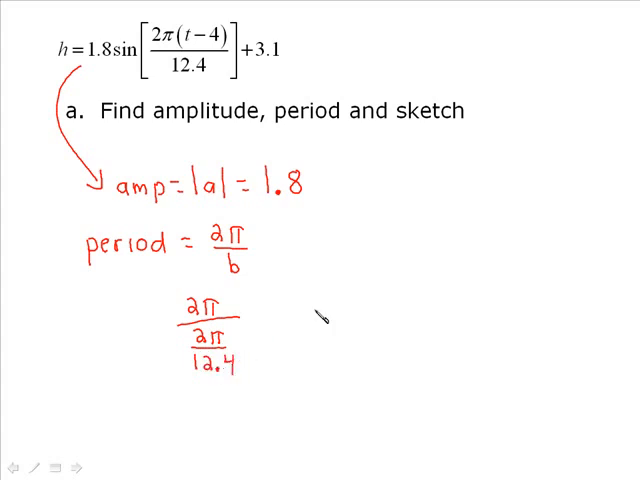So when you worked out the complex fraction, that becomes 2 pi times 12.4 over 2 pi. And so therefore that's equal to 12.4, and in this case it is hours. So it's cycling pretty much every 12.4 hours.